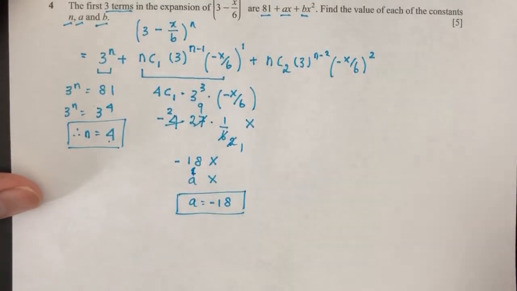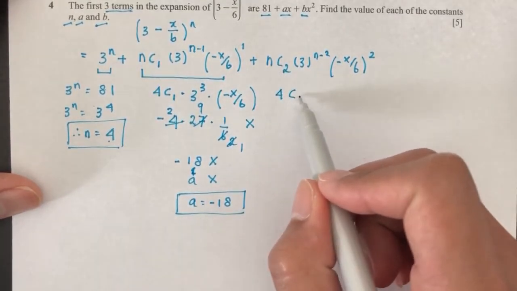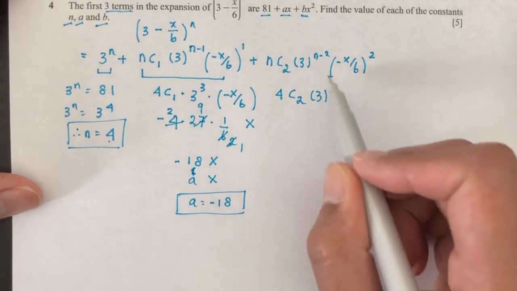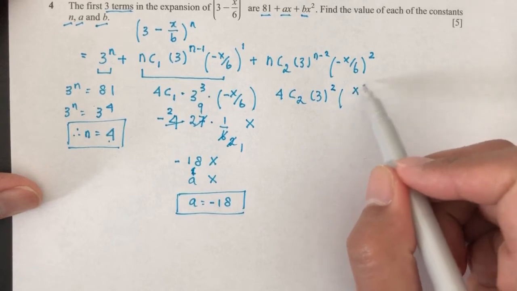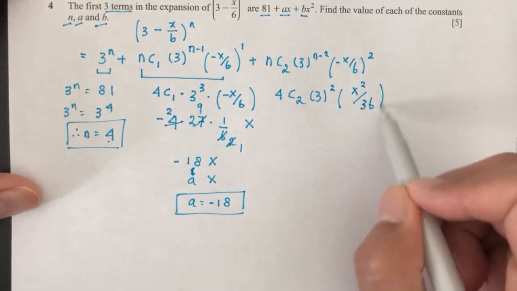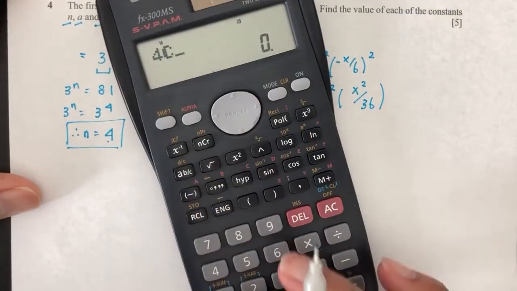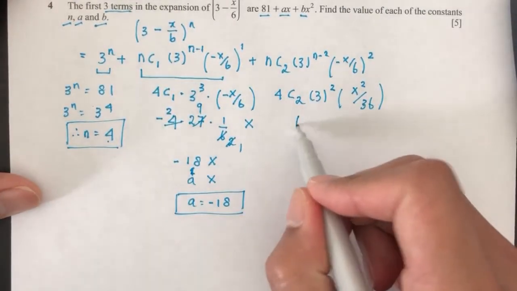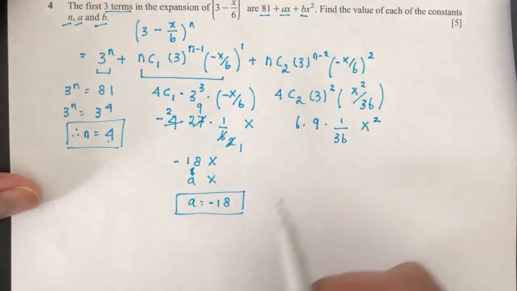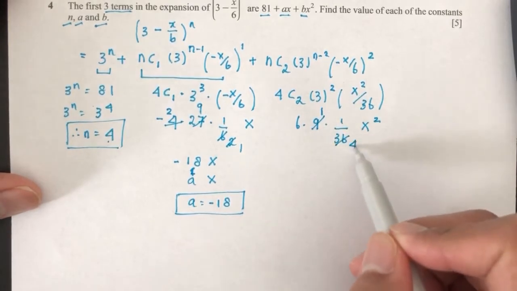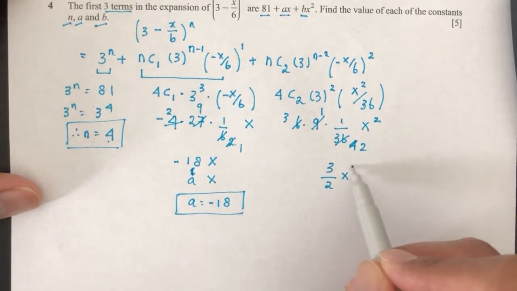So now for the value of b, same thing, let's replace the values. n is 4, and so 4 choose 2, 3^(4 minus 2), which is 2, and then expand. We have to simplify this, it becomes x squared over 36. So let's take this out. We will have, so what is 4 choose 2? It becomes 6. 6 times 9 times 1 over 36 times x squared. This becomes 1, 4, 3, 2. It becomes 3 over 2 x squared.